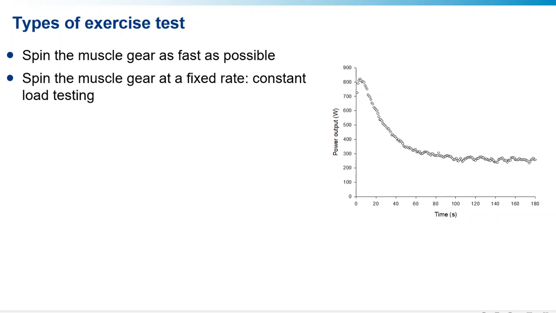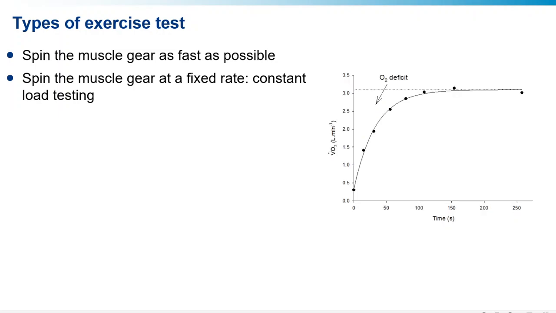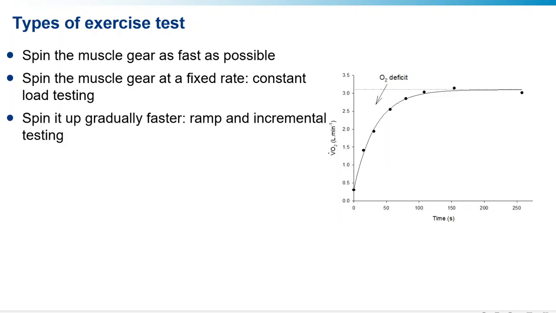Then there's spin the gear at a fixed rate, and to do that you'd be doing constant load exercise testing, and the series on VO2 kinetics I've recently produced takes that on and describes that in detail. Constant load exercise testing, really good for studying the general physiological response.